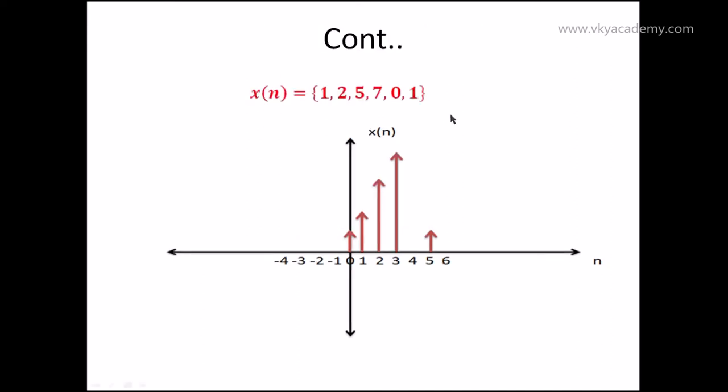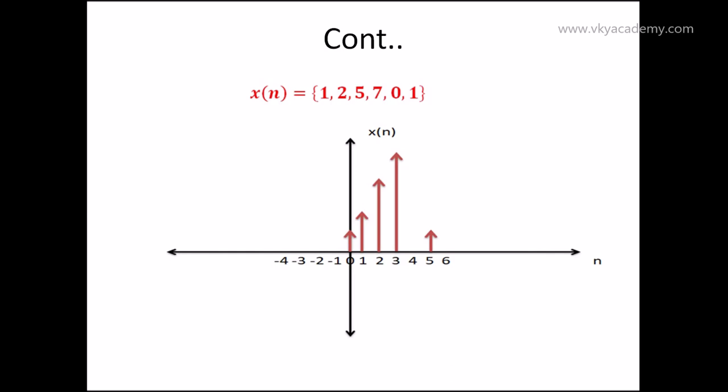Let us take one more example. As you can see on the screen, x of n equals 1, 2, 5, 7, 0, 1. The same set of samples are given here, which we discussed earlier, but this time the arrow mark is not placed anywhere on the signal.